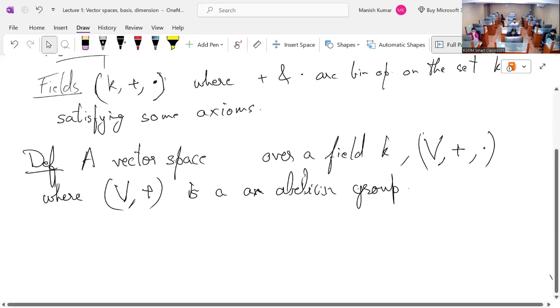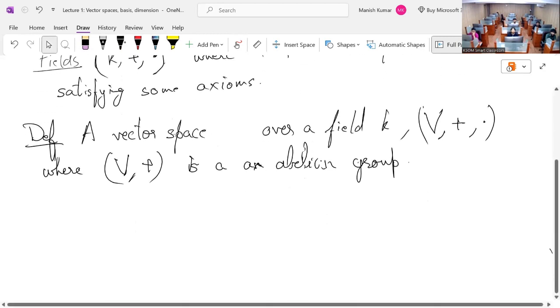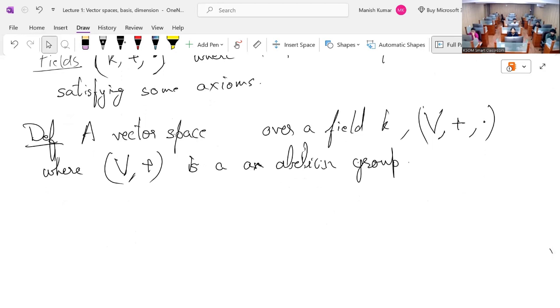If you take any two elements in V, there is an additive identity 0, and the sum of any two elements is also in V, so that's a group. It's a group and it's commutative, the addition is commutative. This is what an abelian group is.